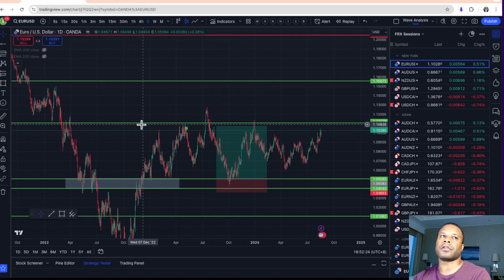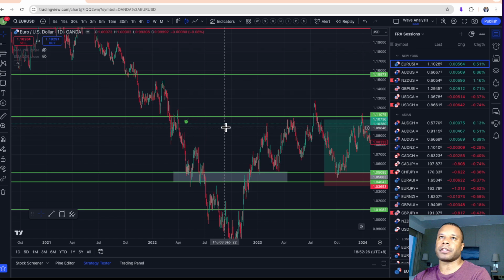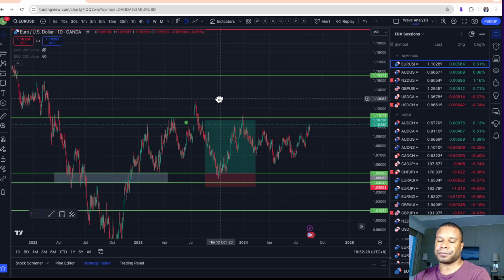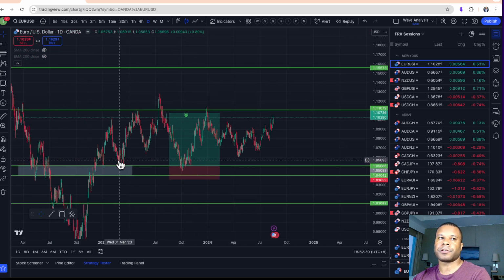Where are the major floors? Where are the areas where the market touched multiple times to create a floor, or created a ceiling? And that's where I'm looking to wait. So this is a beautiful area to wait. This right here is a beautiful area to wait for a trade, to wait to see what the market does.